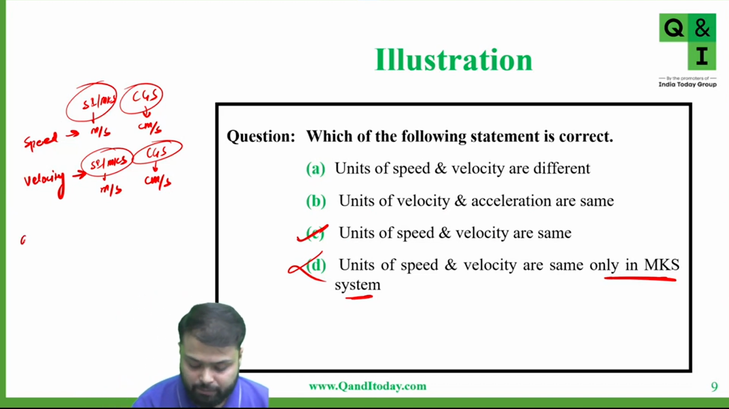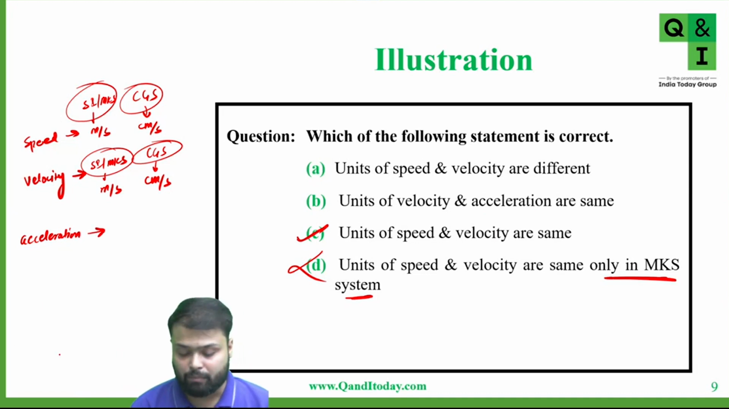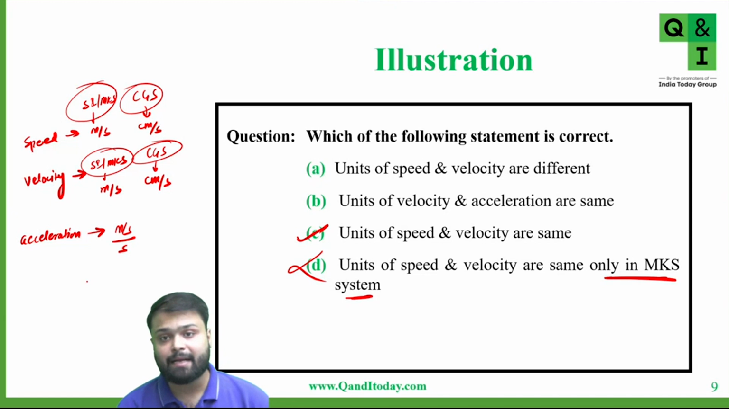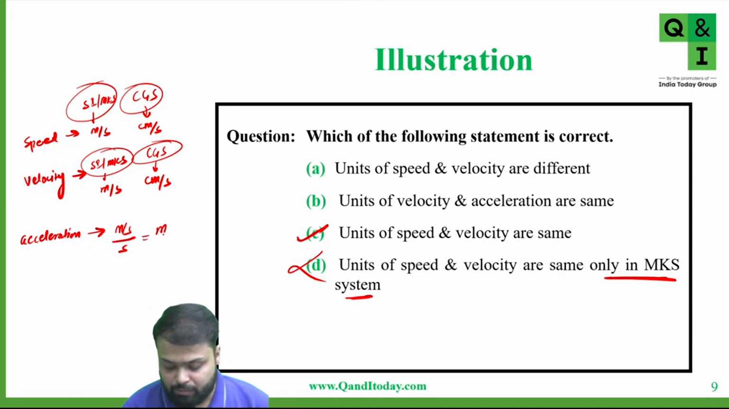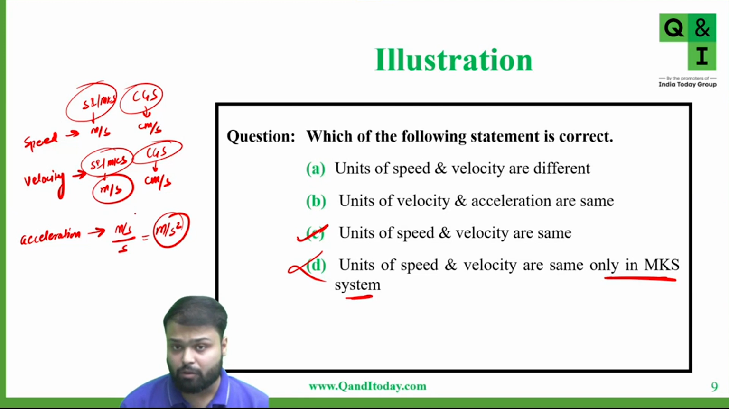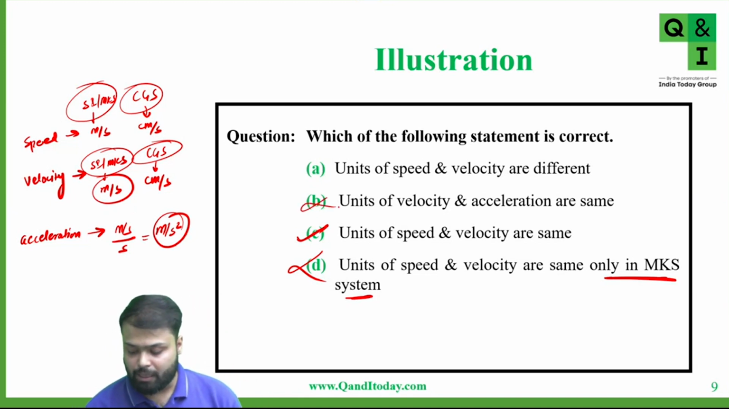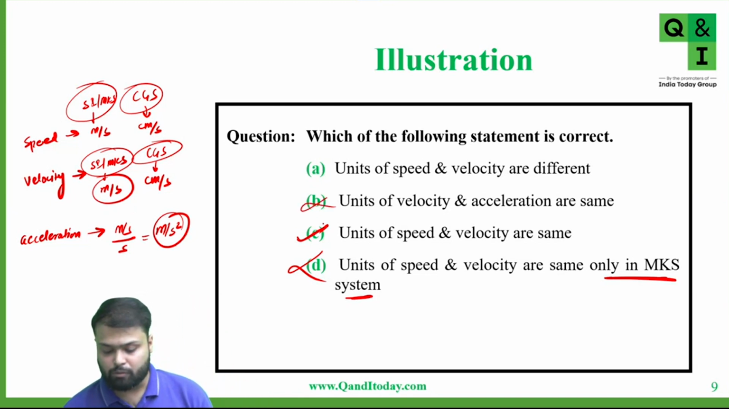Now option B, unit of velocity and acceleration are same. Now acceleration is change in velocity with respect to time. Unit of velocity is meter per second and unit of time is second. So unit of acceleration is meter per second square, but unit of velocity is meter per second. So this is not same. So this option is also incorrect.